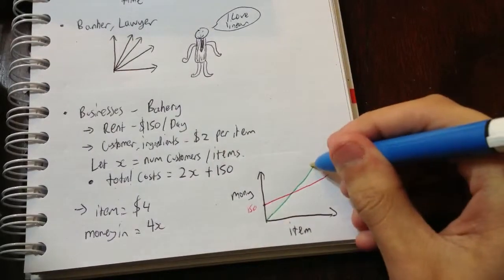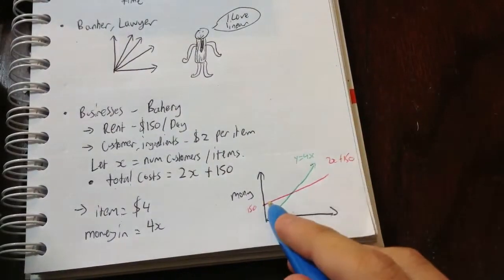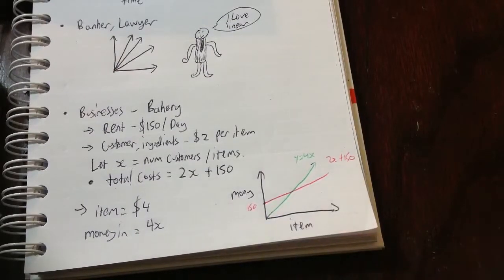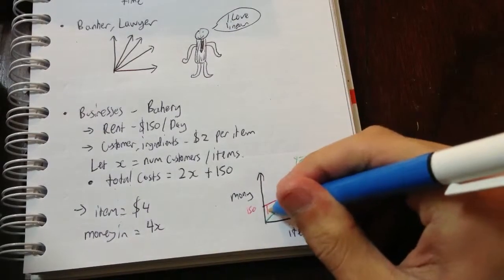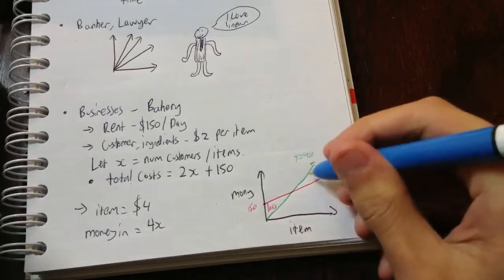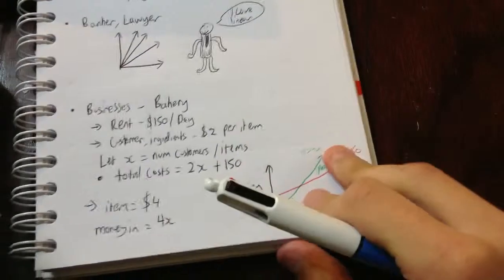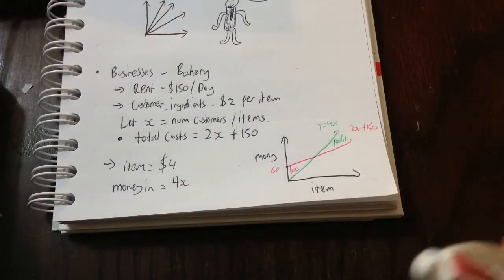And that's really cool. Now we have an idea: if our costs are more than how much money we're getting in, we're losing money here. So this is a loss. But every dollar after here is profit, because now we're having more money coming in. So you're going to need to understand this to set up your own business. So linear equations are very important.